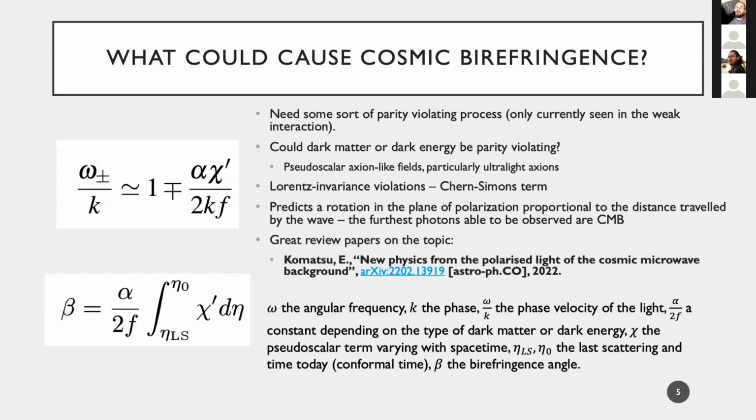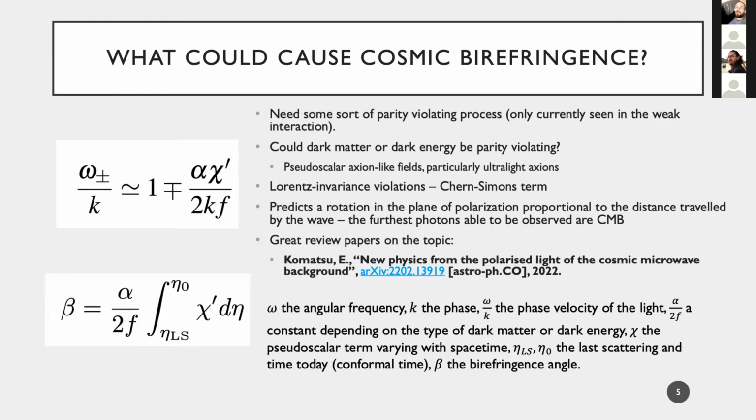So what would cause cosmic birefringence is a good question. What we need is some sort of parity violating process, which you only really see in the weak interaction right now. There's a couple of different theories. A lot of them relate to dark matter and dark energy because, of course, they're some of the most elusive concepts in cosmology right now. So what we're really looking for is something like an ultralight axion, maybe a scalar axion-like field. What it predicts is the rotation of the plane of polarization, and it's proportional to the distance traveled by the wave. I'm not going to talk too much about these equations.